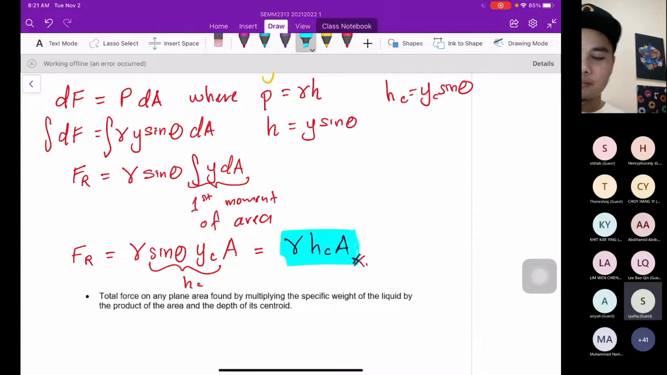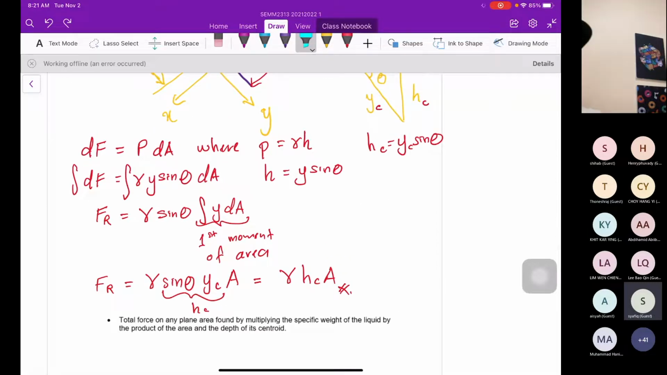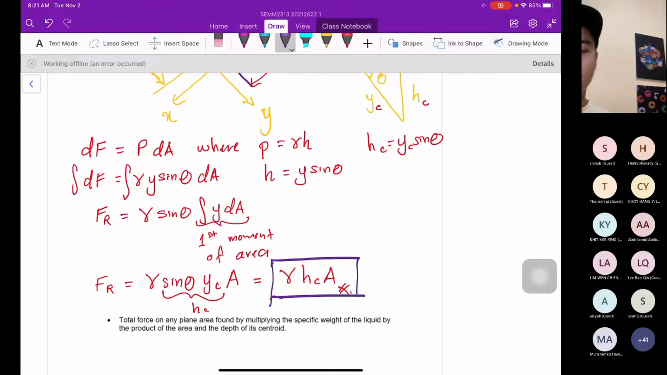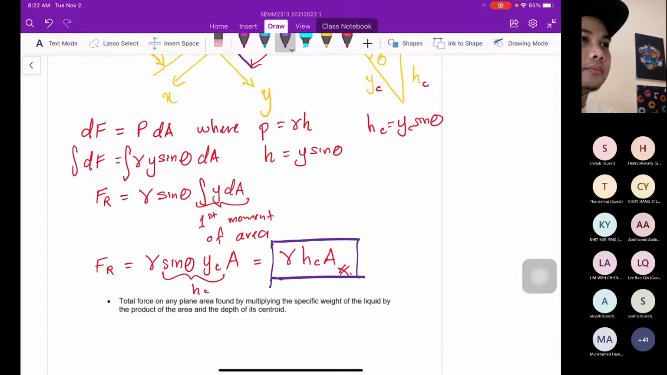Nak tengok dia punya last punya equation. Okay, boleh. Doktor, yang FR equal to gamma HCA tu is the final equation ke, Doktor? Dia ada dua equation. Okay, just consider this is final. We are going to use this a lot. Kalau macam yang saya tengok video Doktor Hasbullah, dia cakap yang final is F equal to PCA. Sama je.